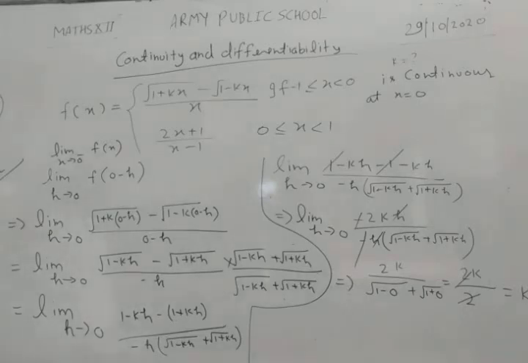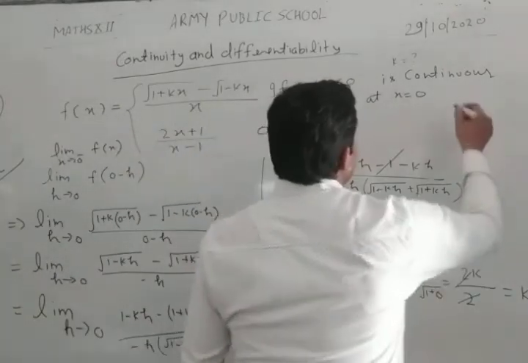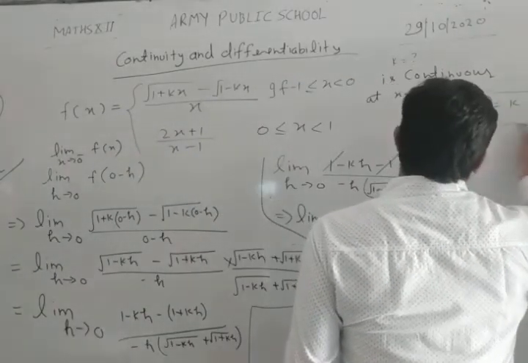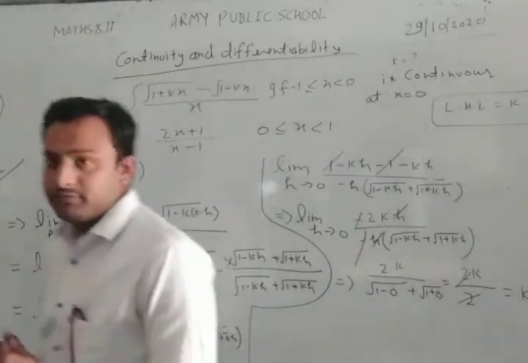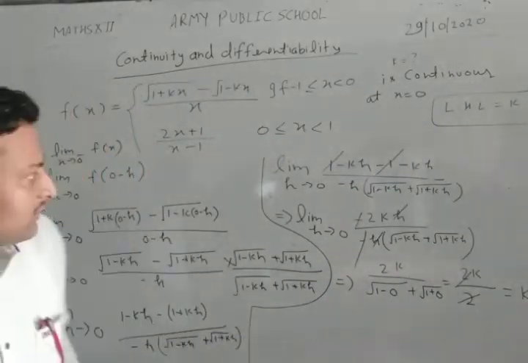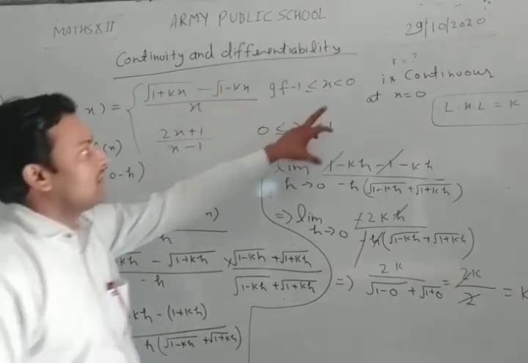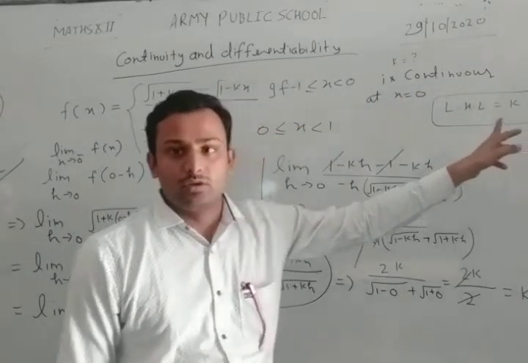Our left hand limit is k. So we write here, left hand limit is equal to k. Now we will find the right hand limit. Look at what we have done. We have to divide the question, and this function is continuous at x equal to 0.